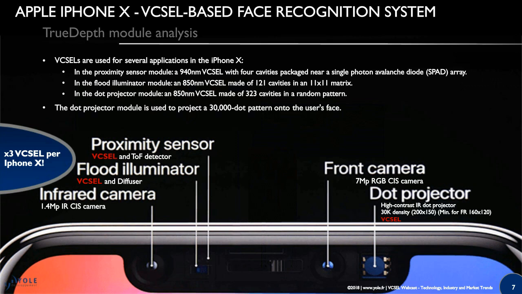Please note that those VCSEL are different in terms of design, power output, chip surface, number of cavities. There are different devices that are being used in the different sub-modules, sub-assemblies that you can see here. For the proximity sensor, the device is much more basic than the one used for the flood illuminator or the dot projector. I will stop here.